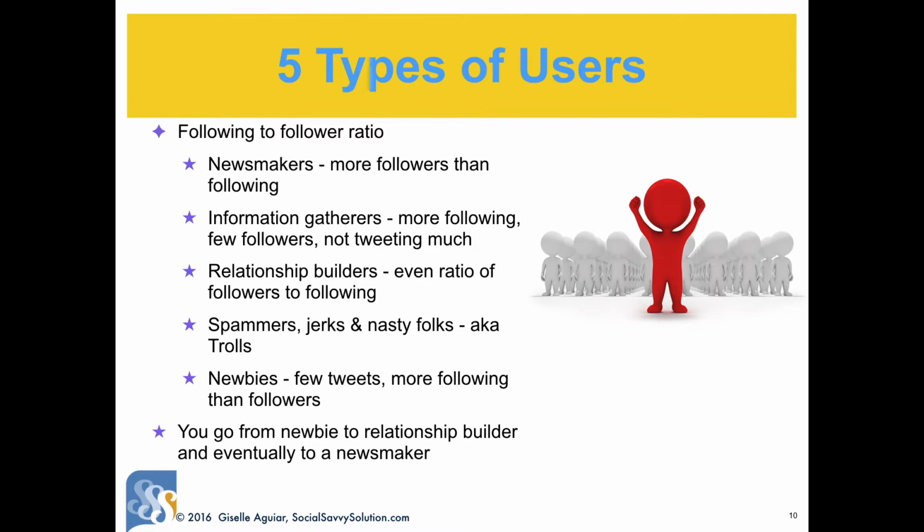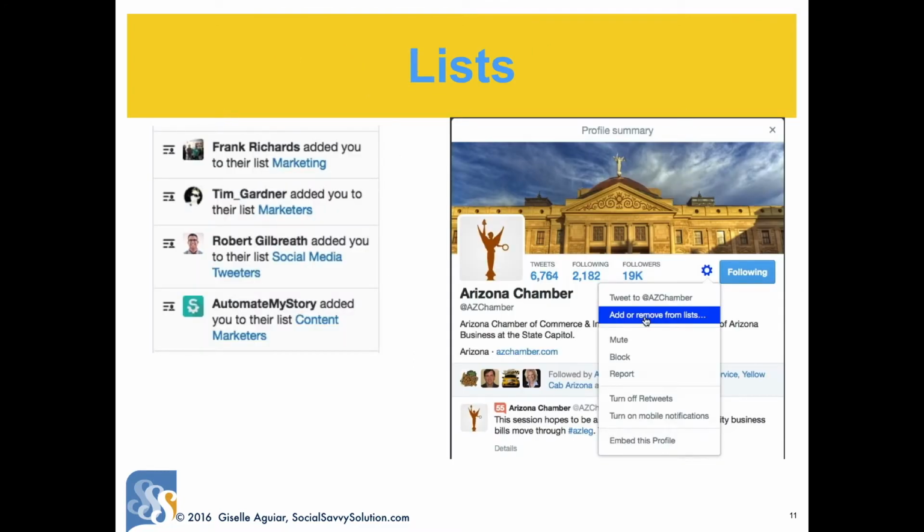Usually you go from being a newbie to a relationship builder and eventually to a newsmaker. Lists help you categorize users. You can have someone on a list and not have to follow them. With a public list, anyone can subscribe to your list. People will be notified and see the name of the list when you add them.